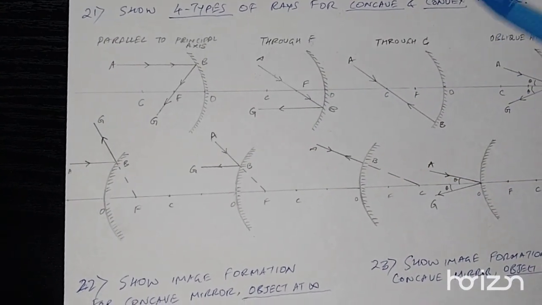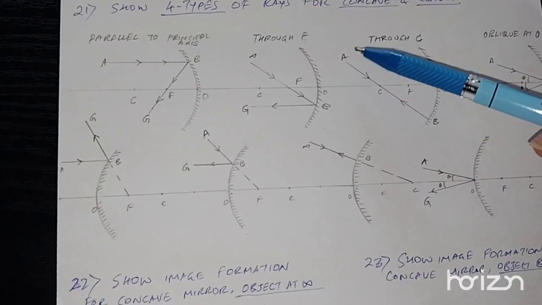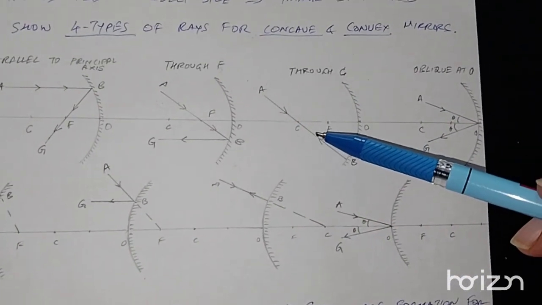Now let's look at the third type of ray. What if you shoot a ray which passes through the center of curvature?